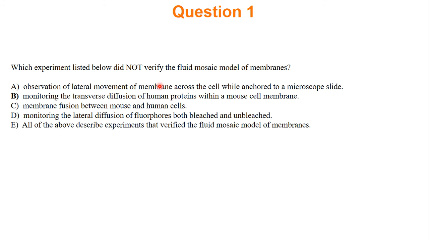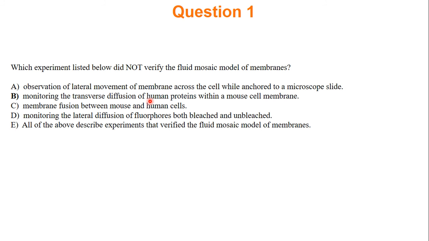So A, if we see lateral movement, that means it's moving left or right in the membrane, even if the cell is anchored to a slide. So the cell can't move, but we still see movement in the membrane. Yeah, that's fluid mosaic.